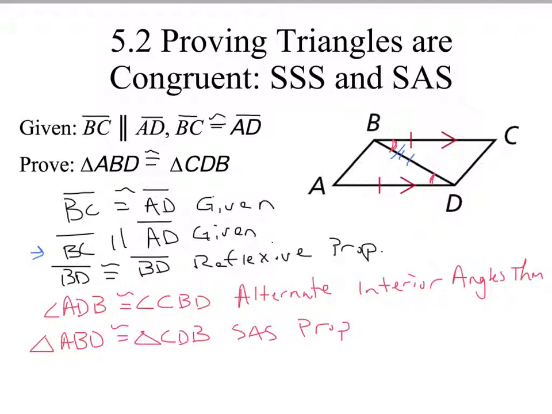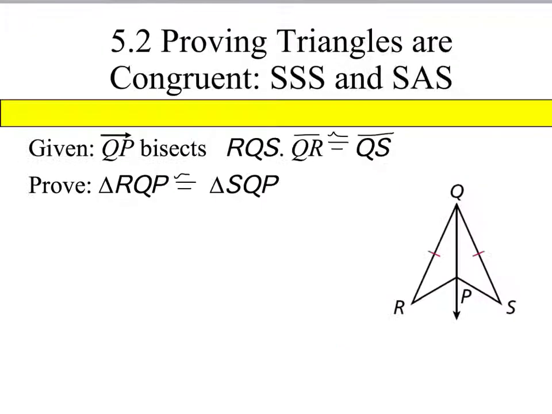All right, let's try one. I want you to try one on your own, see how we do. It says that QP bisects angle RQS, and QR is congruent to QS. Prove the triangle RQP is congruent to triangle SQP. I want you to give this a shot, see if you can come up with the correct information.